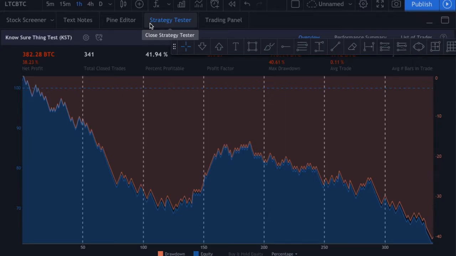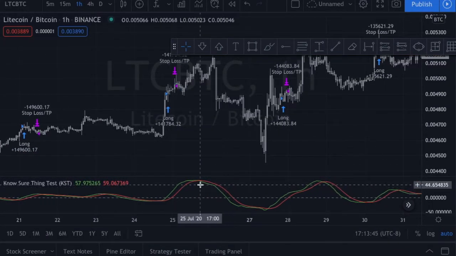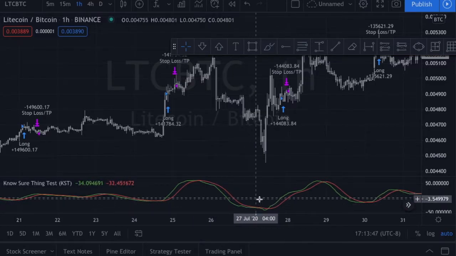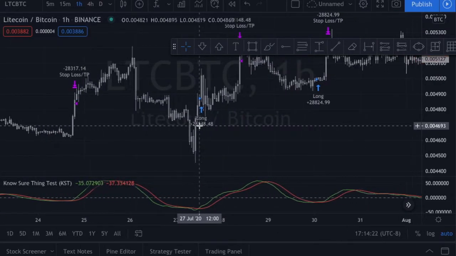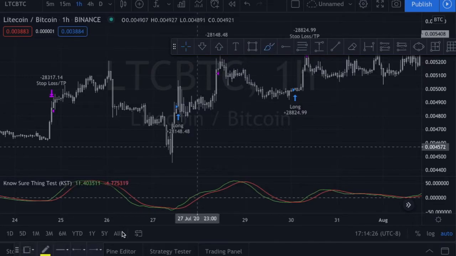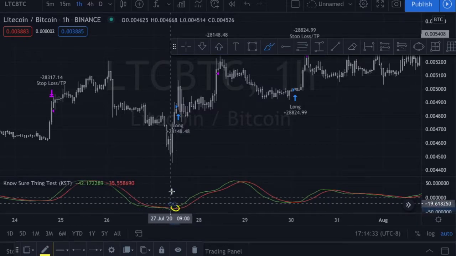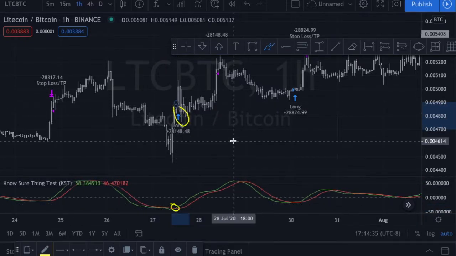Now the third test we're going to want to run is, let's see what happens when the KST crosses over the red line, but we're below the zero line. Let's see if that's the better signal. Okay, so I went in and coded this, and remember, we're only going to be taking a long position when the green crosses above the red line and the green is below the zero line. So right there would be a good entry, and that's why we get in right there.